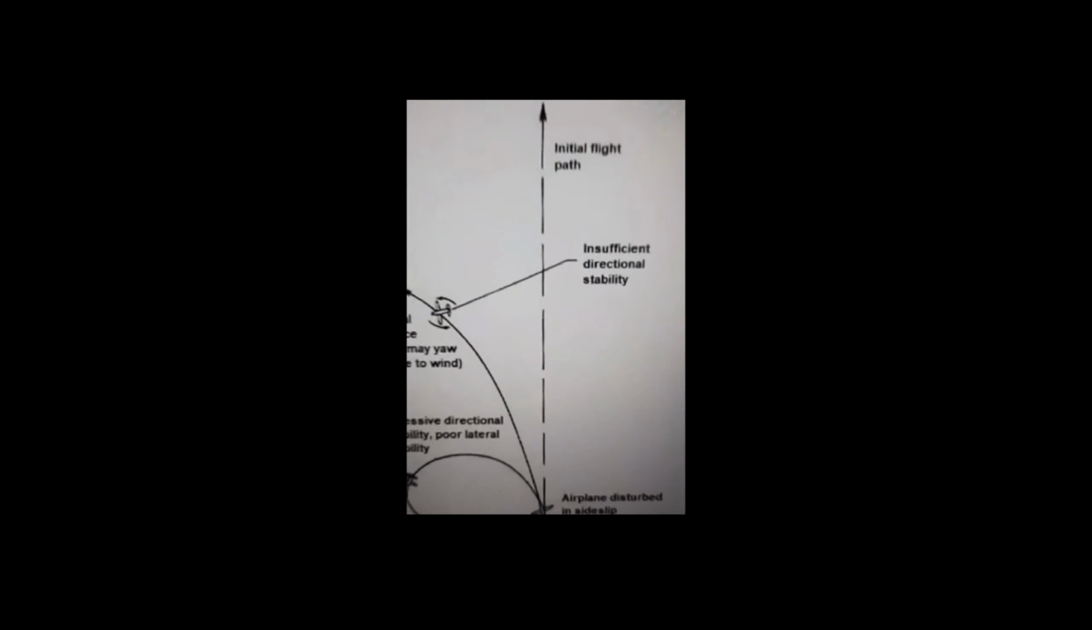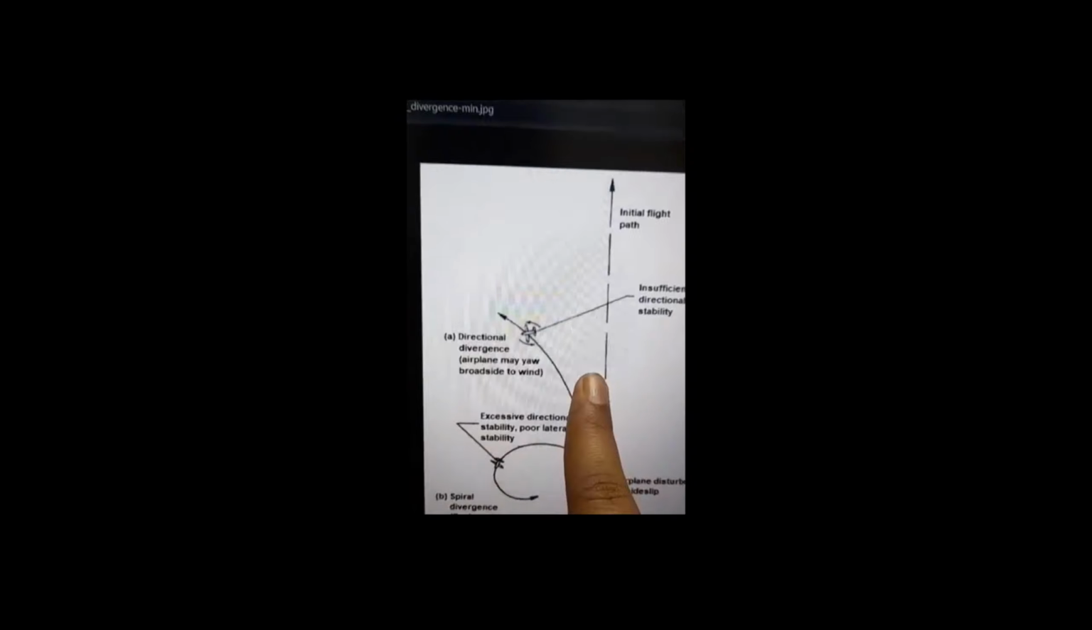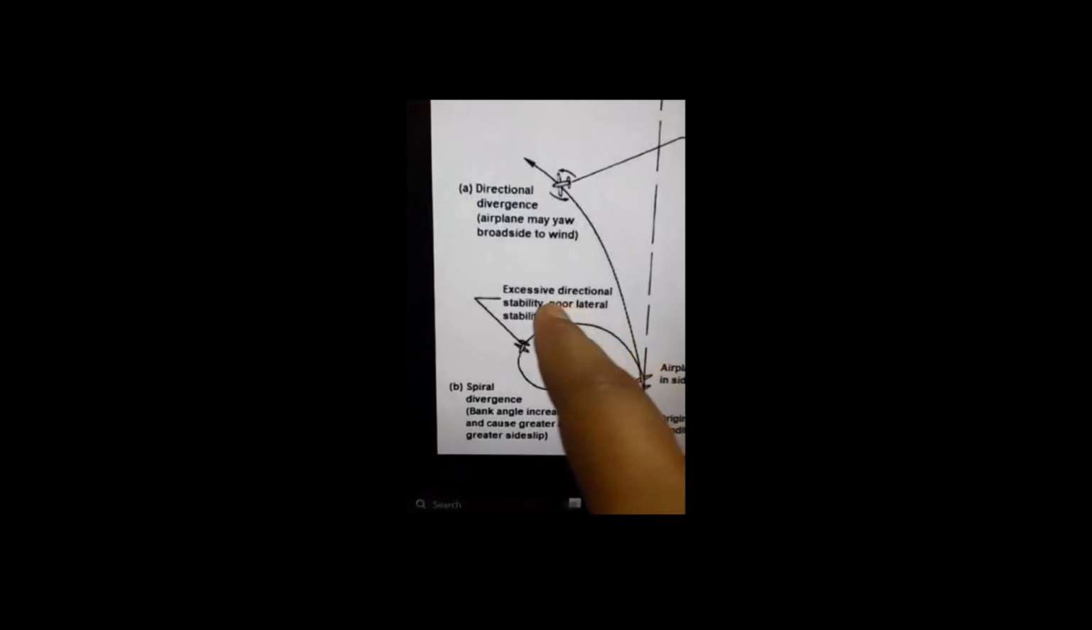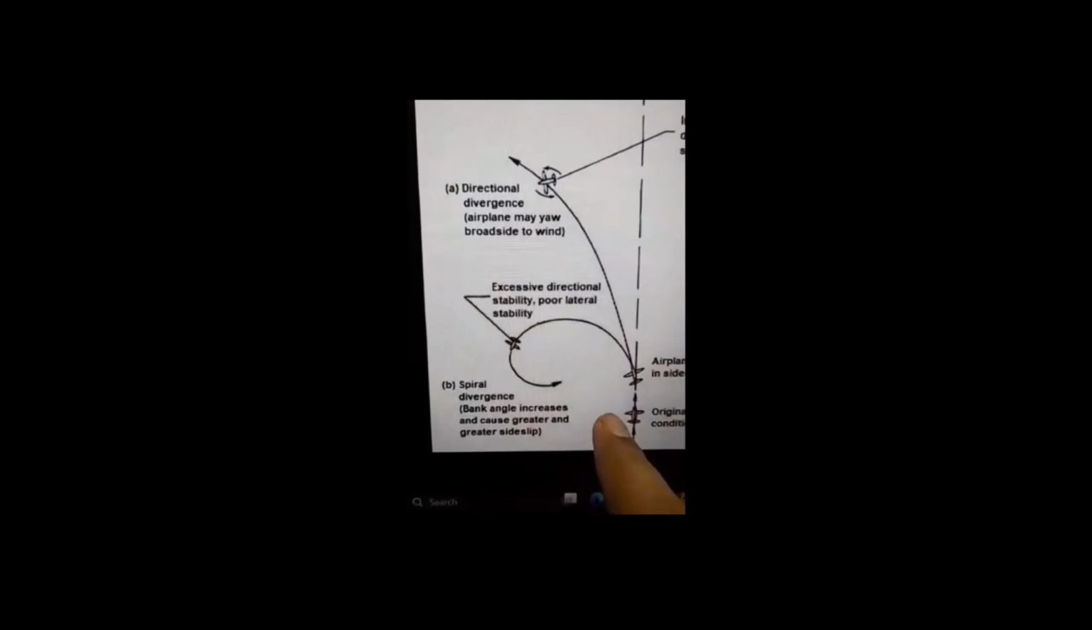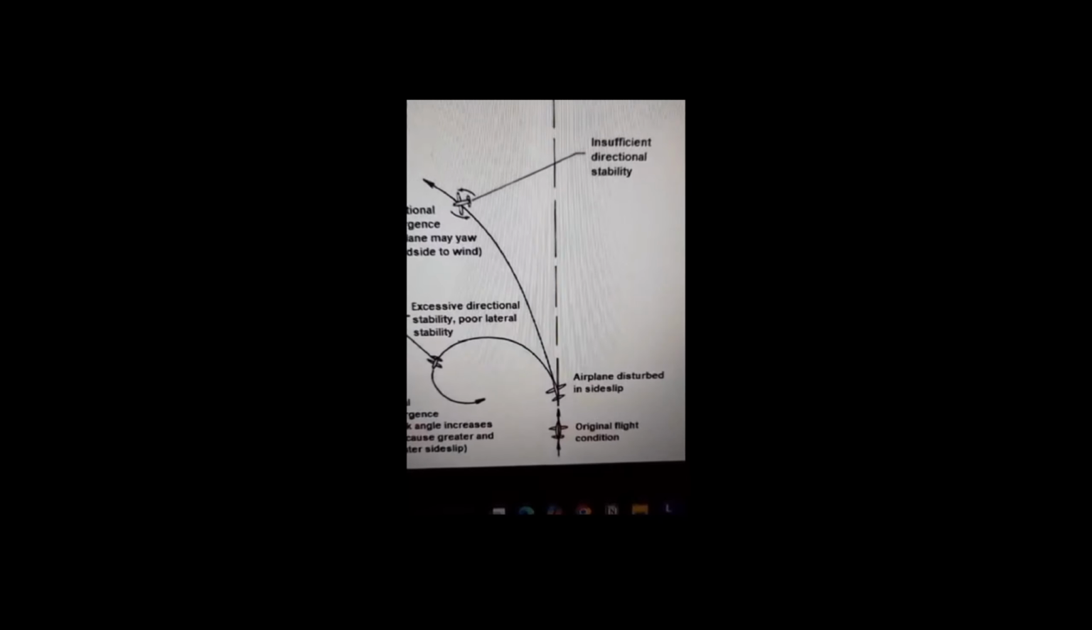So let us take a visual view. This is the initial path, and insufficient directional stability tends to cause directional divergence. The airplane may broadside yaw into the wind. Then excessive directional stability and poor lateral stability make a spiral divergence. That is, the bank angle is increased and causes greater and greater side slip. So the airplane disturbance is introduced due to the high directional stability and low lateral stability.